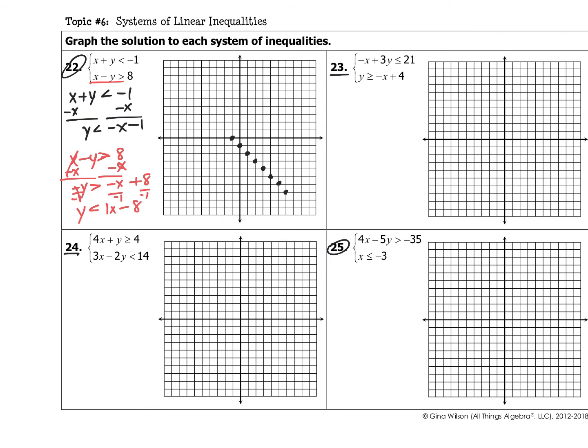Up 1, left 1, up 1, left 1, up 1, left 1. And since this is less than, it's a dotted line, that means all the ordered pairs along this line do not make that inequality true. Okay. And since it's less than, we shade below. All right, so all these are the ordered pairs that make that inequality true.